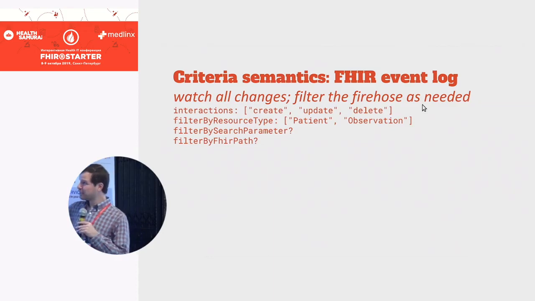And so this is the model that we'll start to build on to say, how can we filter that stream to learn about the events that are important to us?